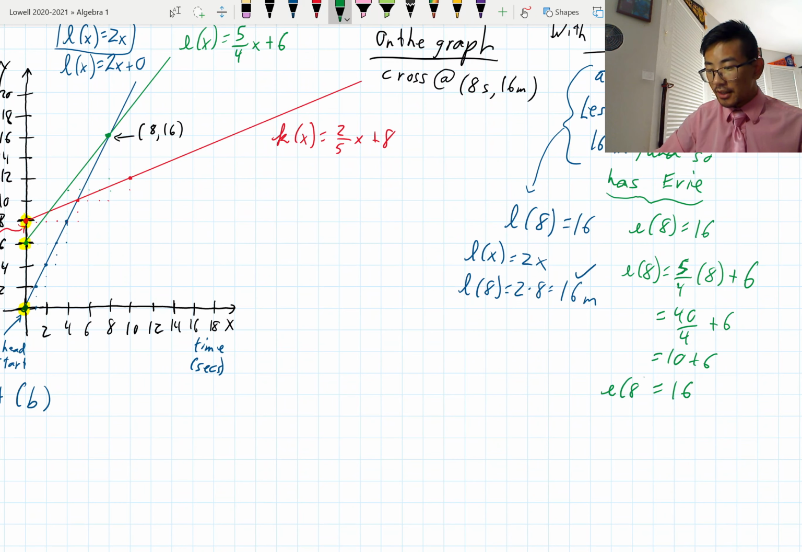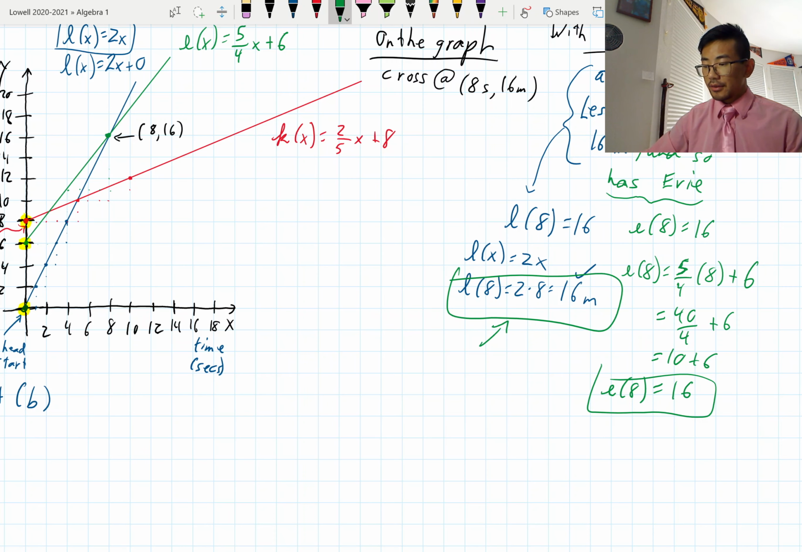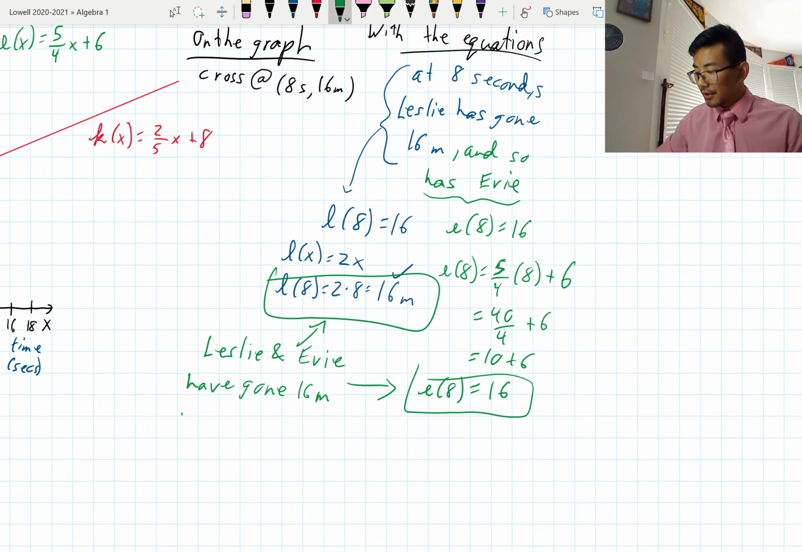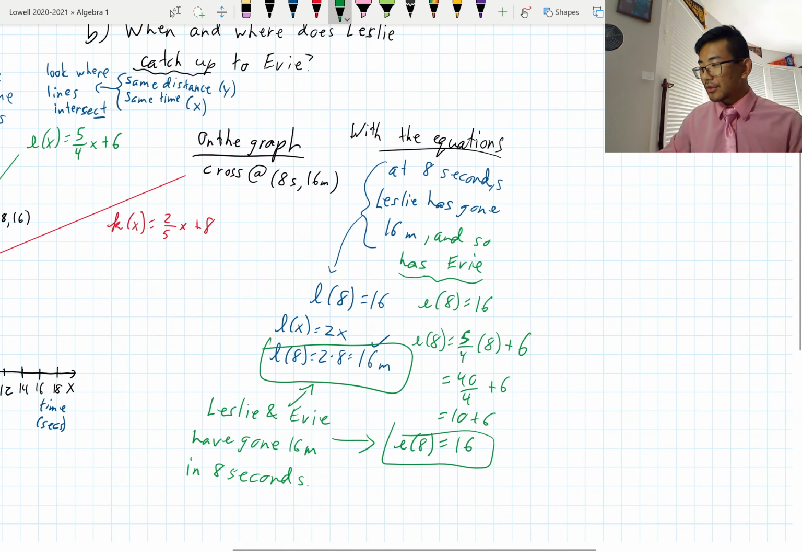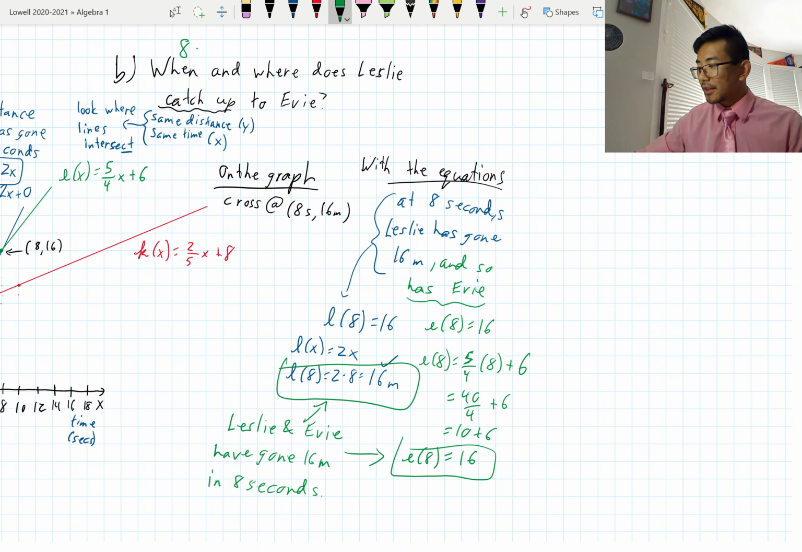So indeed, this tells us that Leslie and Evie have gone 16 meters in 8 seconds. I'm just repeating that for emphasis. And that's answering this question: when and where? When, 8 seconds; where, 16 meters along the race.